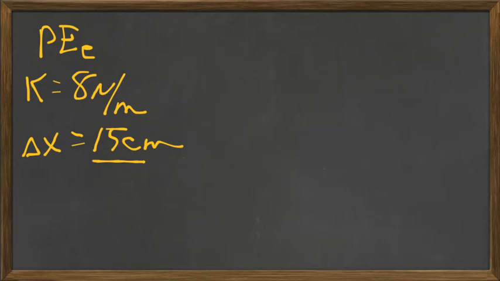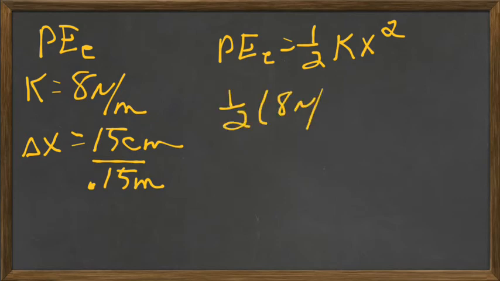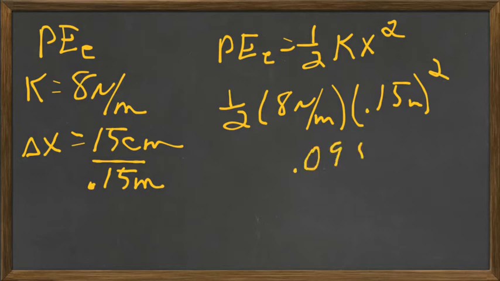Well, I do have a unit conversion I must deal with. I must turn it into meters before I can go any farther. And then I set up my formula. Elastic potential energy is 1/2 times the spring constant times displacement squared. 1/2 times my 8 Newtons over meter, times 0.15 meters squared, and I get 0.09 joules as my answer.